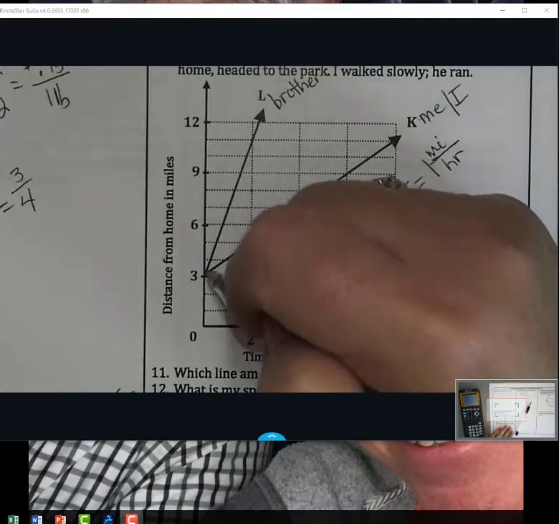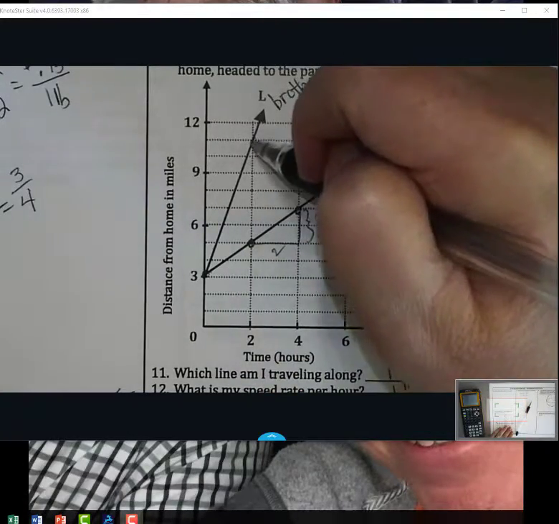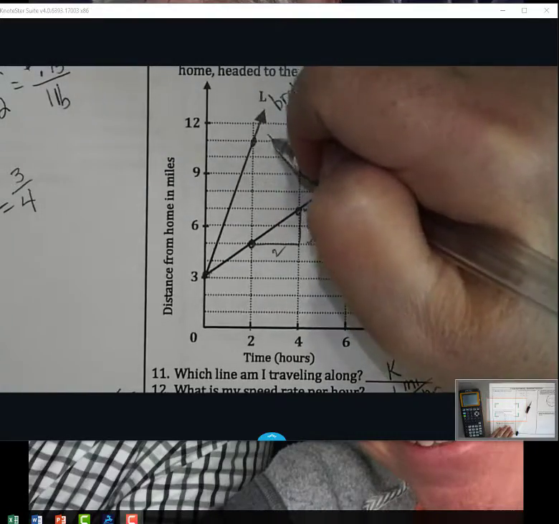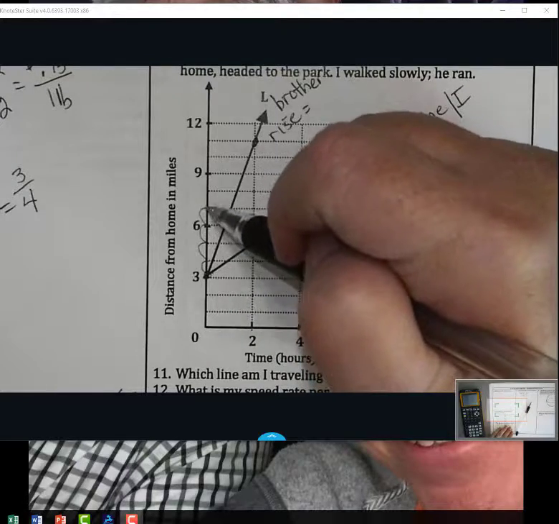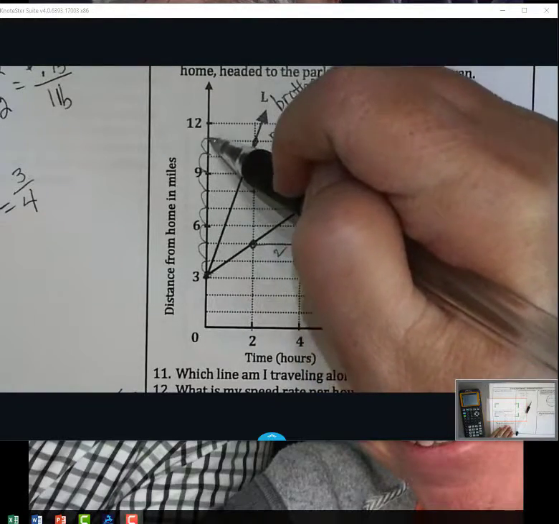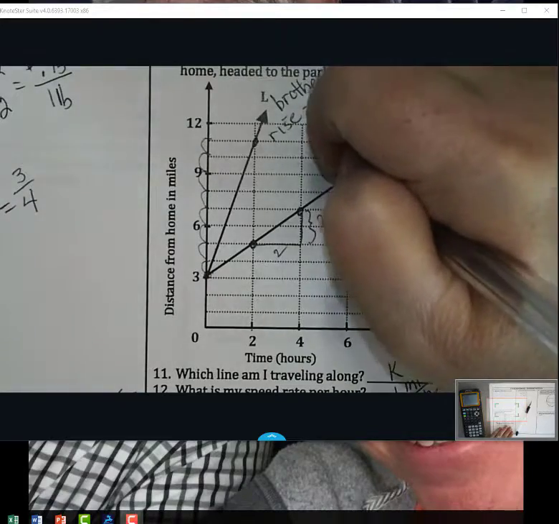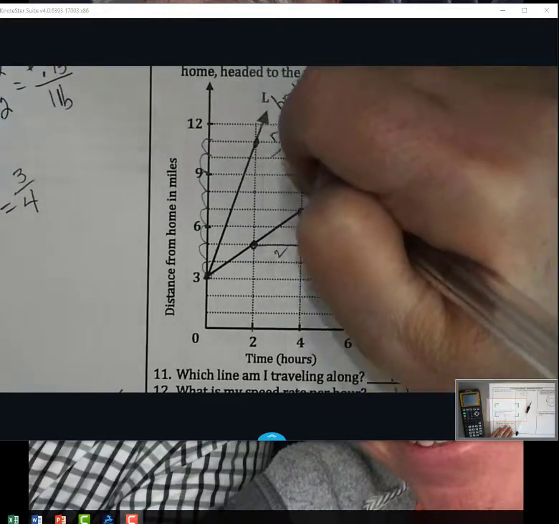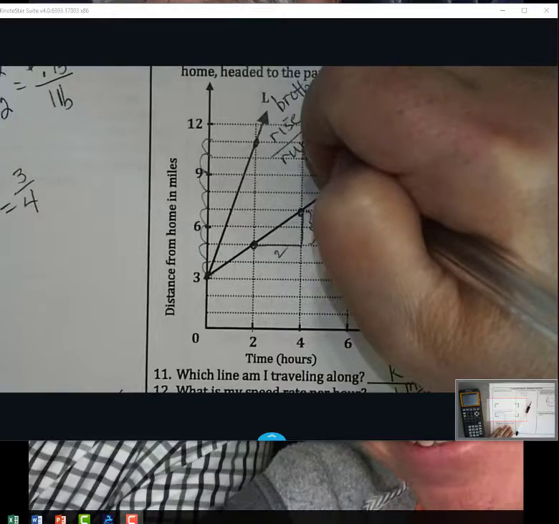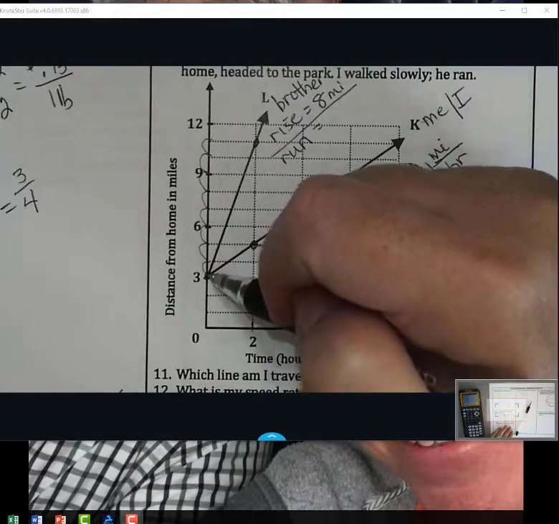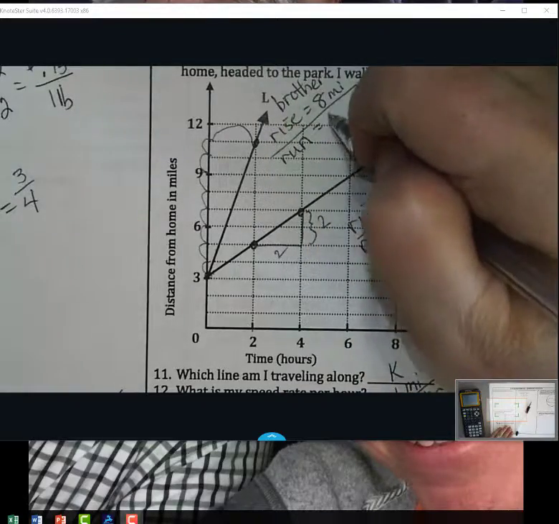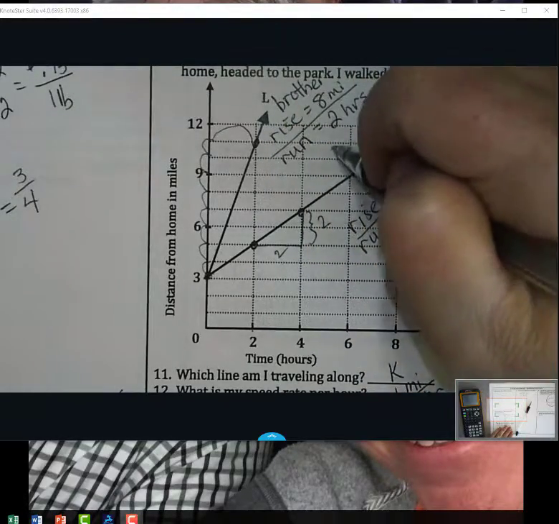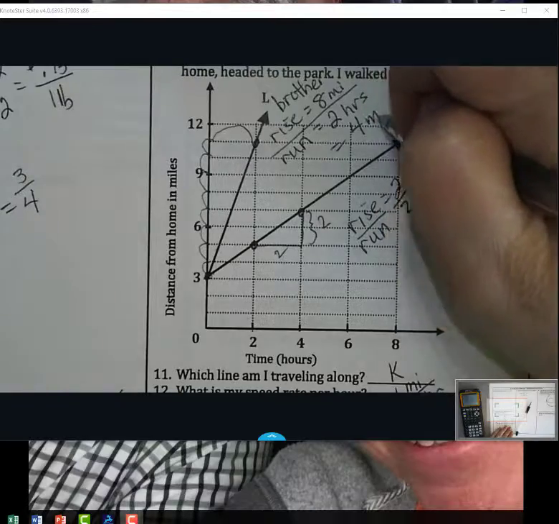The next question asks, what's the brother's rate? So I think I'll use this and this. So his rise is equal to 1, 2, 3, 4, 5, 6, 7, 8. Okay, that's 8 miles. Over his run, from here to here, that's 2 hours. His brother's rate is 4 miles per hour.